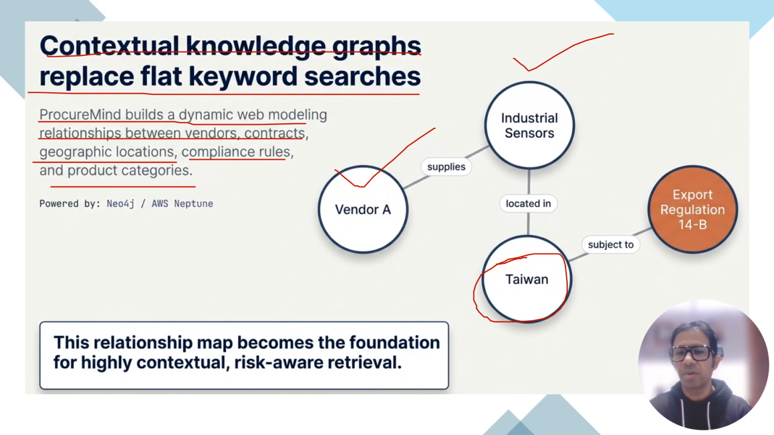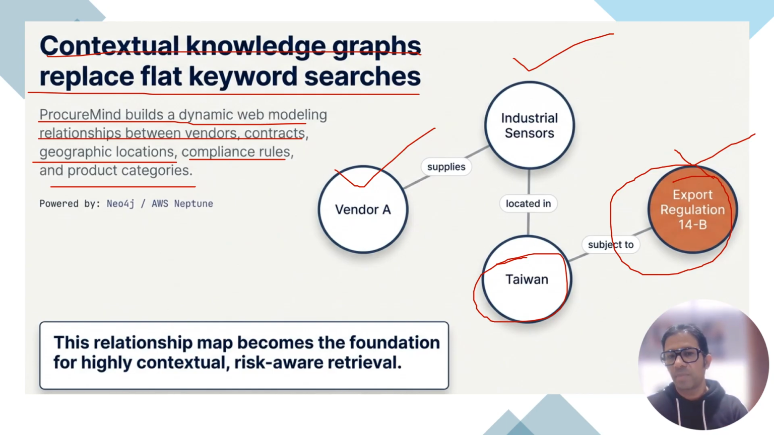And now comes the real magic. Compliance and risk are no longer separate steps. They are embedded into the graph. Taiwan is subject to export regulation 14B. That means before we even approve a vendor, we already know there is a regulatory constraint that could block shipment, delay clearance, or require approvals.